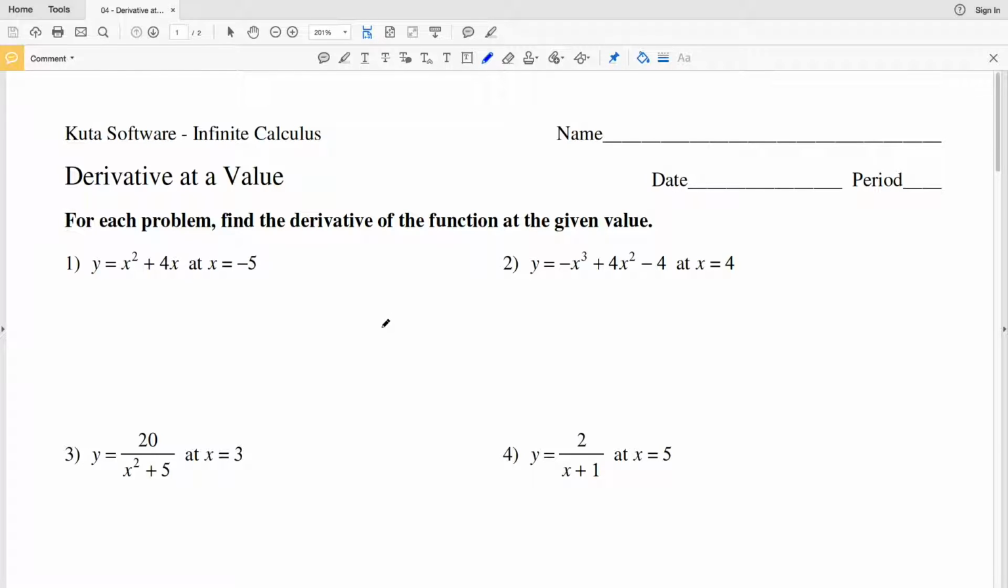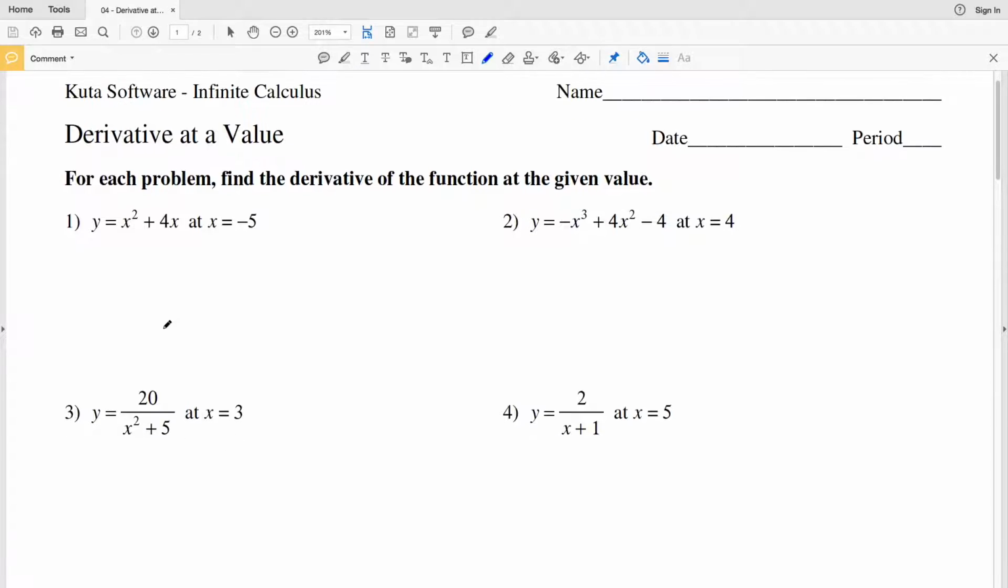In this video, we're going to complete the Kuta Software Infinite Calculus free worksheet, Derivative at a Value. For each problem on this worksheet, we're going to find the derivative of the function at the given value. The steps to find the derivative at a value: first, we calculate the derivative, and then we plug in our x value and solve.